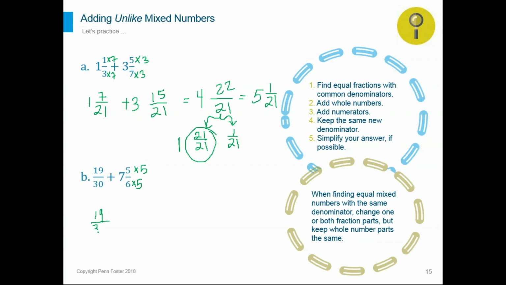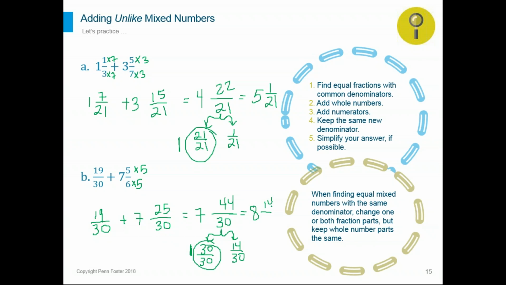19 over 30 as is, plus 7 and 25 over 30. Now I can just add like before. Nothing plus 7 is 7. 30 will stay in the denominator, and then add 19 plus 25 will give you 44. Now 44 over 30, that's not in simplest form. Think about it like this. 30 over 30. The leftover would be 14 over 30. That's a 1. Plus 7 will give you the 8. And then the fraction part of the answer would be 14 over 30.